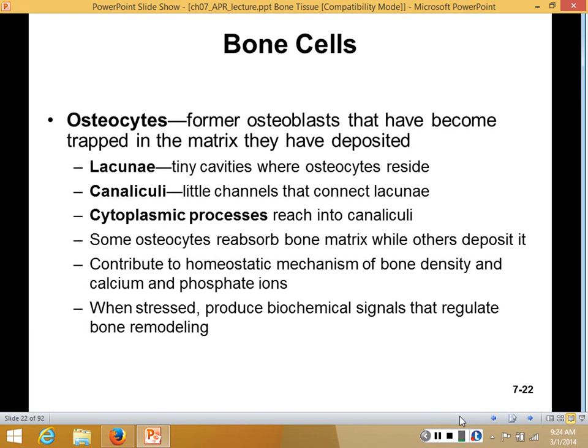Any type of old minerals that have to be removed, okay, your osteocytes are involved in removing that as well. They contribute to your homeostatic mechanism of bone density and calcium and phosphate ions. It regulates the amount of calcium and phosphate ions in our blood, which is a really, really essential function. And it's also responsible for maintaining our bone mass, which is very important as well. When stressed, they produce biochemical signals that regulate bone remodeling. Okay, we have what you call strain sensors on our bone.